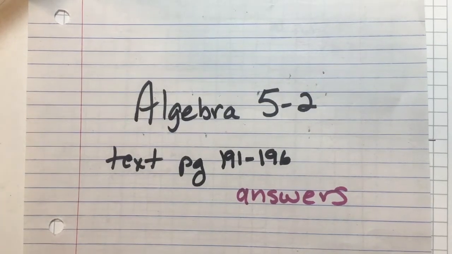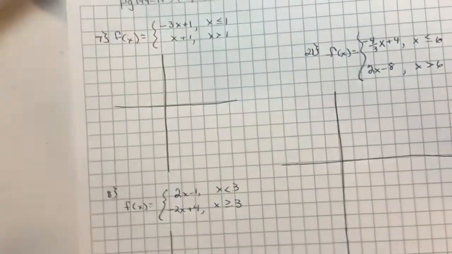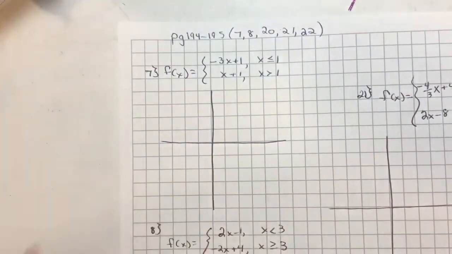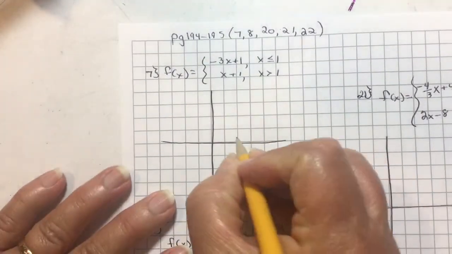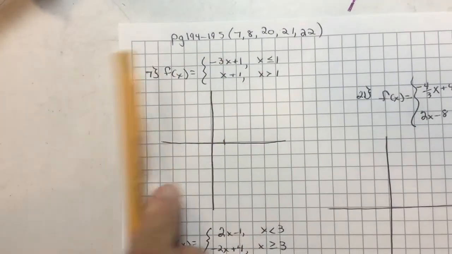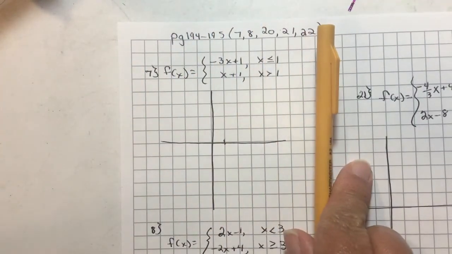All right, we're ready to go over the assignment for 5-2, which hopefully you've done a really good job doing on graph paper. First one you had to graph was number 7. It had 2 pieces, a piece for when x is less than or equal to 1, so this side, or greater than 1, this side.